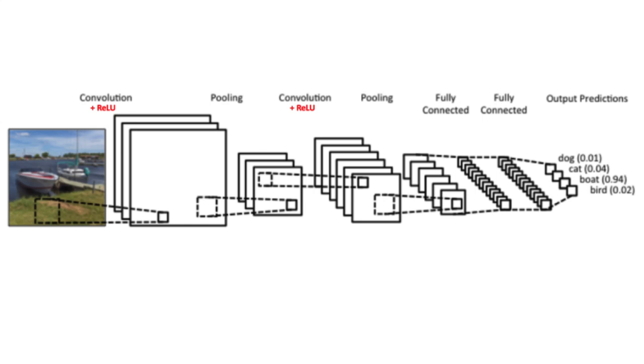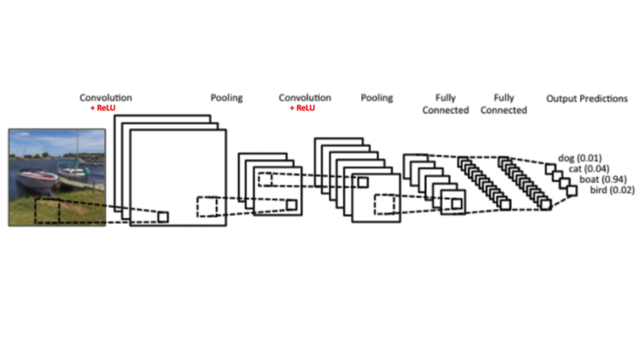So here, for example, you can see that this classifier classifies if something's a dog, a cat, a boat, and a bird. And for this particular image, a boat gave you a high score of 0.94, whereas a dog, cat, and bird gave you very, very small scores of 0.1, 0.4, and 0.2. So this convolutional neural network figures out that the image is a boat.